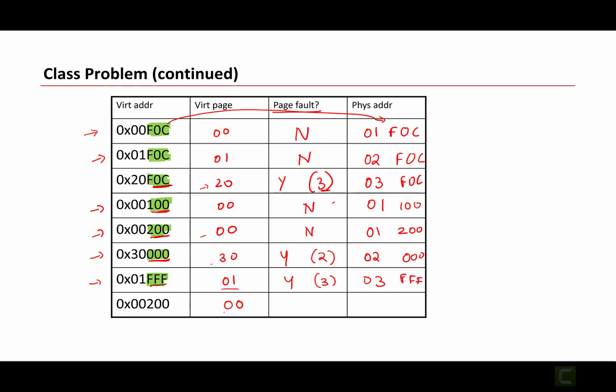And now we are going to access the same virtual page 0, which we know has been allocated at 0 1. So this is not a page fault. So this is 0 1 2 0 0. Right?